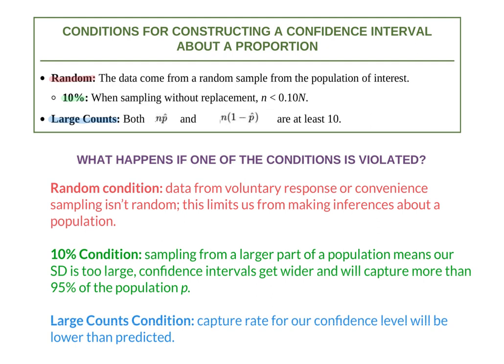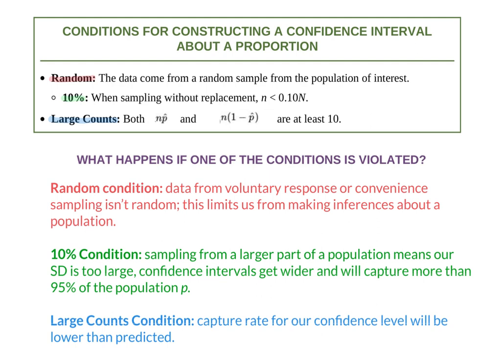You can draw conclusions about the sample, of course, but it does nothing really good for us in terms of a population. Second, we've got this 10% condition, where our sample size has to be less than 10% of the entire population. If you are sampling more than 10% of the population, that's okay, but sampling from a larger part of a population will mean that our standard deviation is too large. So the confidence intervals get a little wonky. They get wider and will capture more than 95% of the population. So we can't really rely on the numbers that we have. We can get a ballpark estimate, but it's not great.